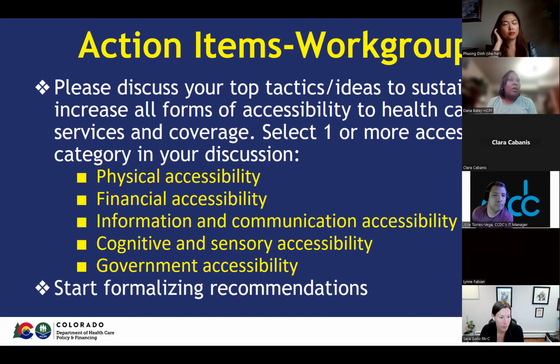Start working on the number of recommendations that you want to present from your work group to the department, and just include one of the disability accessibility actions that Jose just discussed. So we can start doing that.